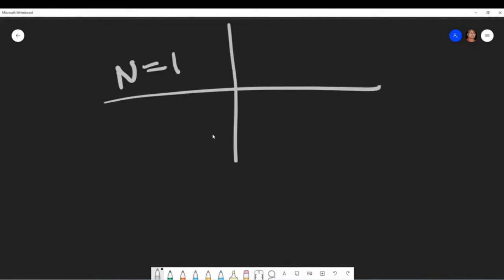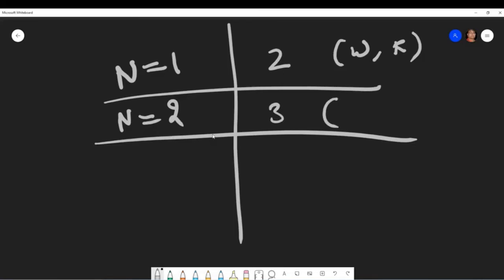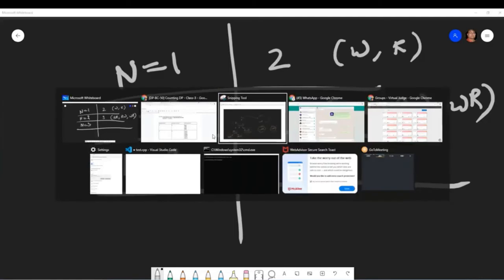For example, if there was only one plate, let's fill out the answers manually. If one plate was there, how many ways are there to put white or red roses? For one plate, two, and those two ways are nothing but white or red. If n is 2, three: RR, RW, WR. That's it. If n is 3, how many ways? 5.